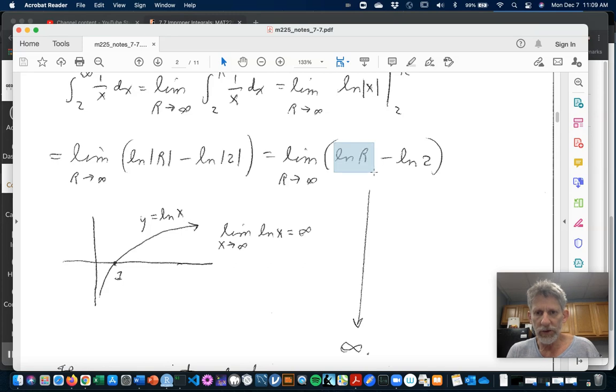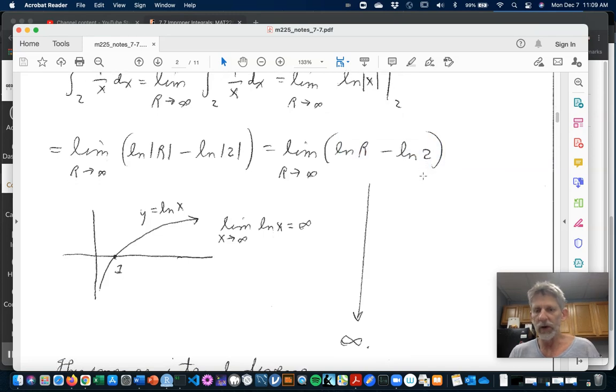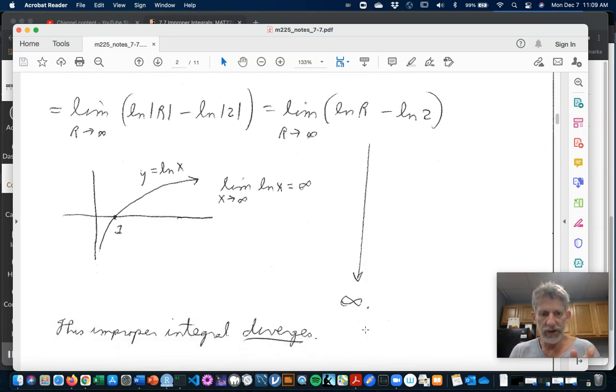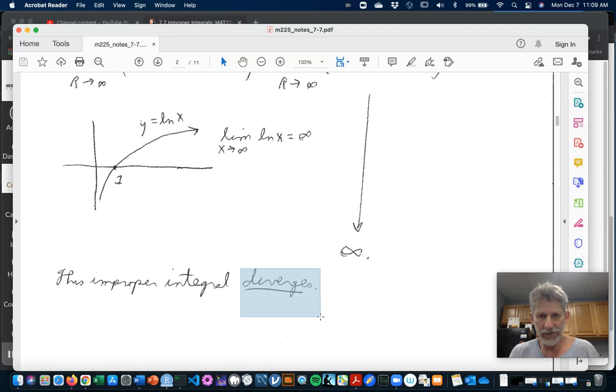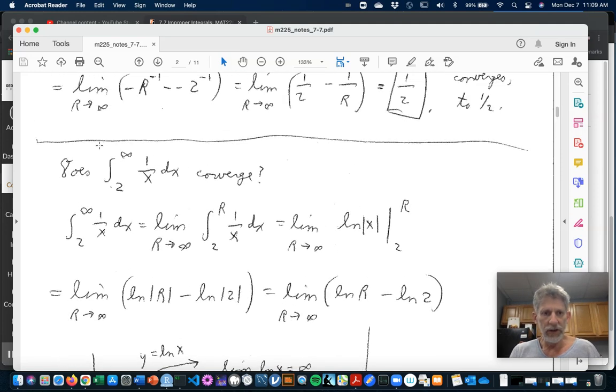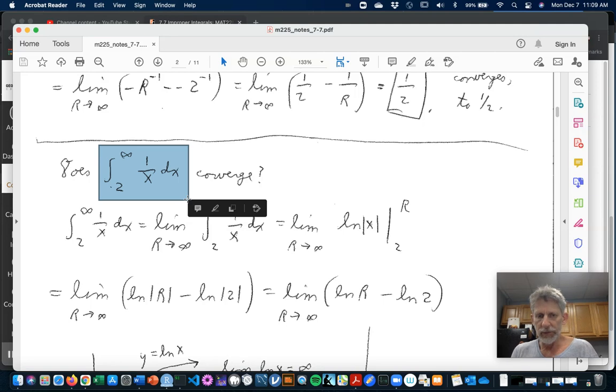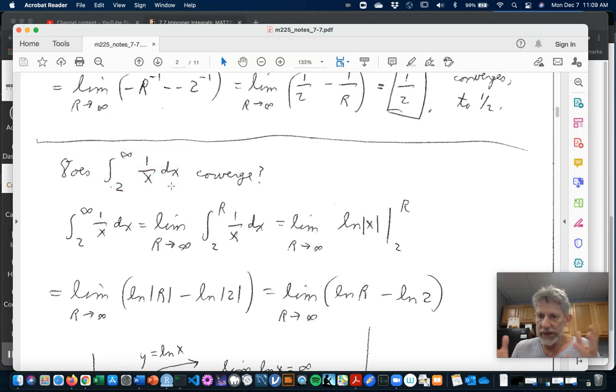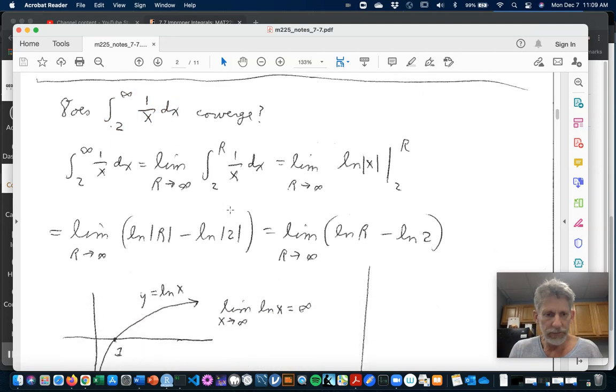And so this log of r piece here is going to infinity as r goes to infinity. So the log of r minus log of 2 is also going to have to go to infinity. So this improper integral diverges. The area underneath 1 over x from 2 to infinity is actually an infinite area.